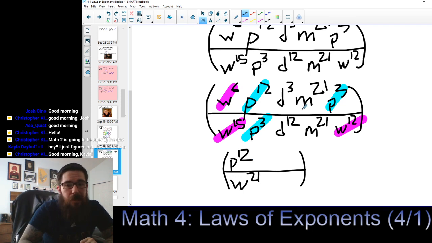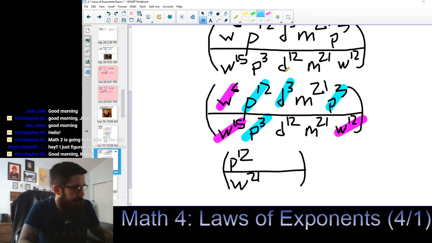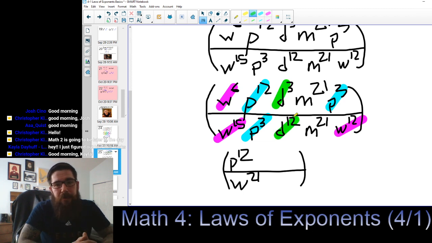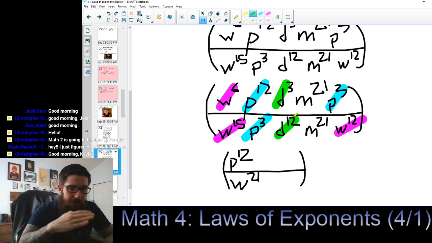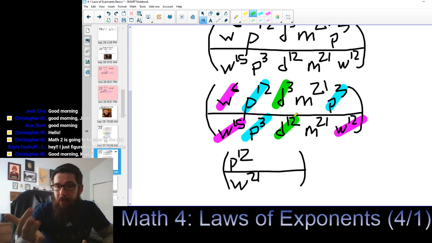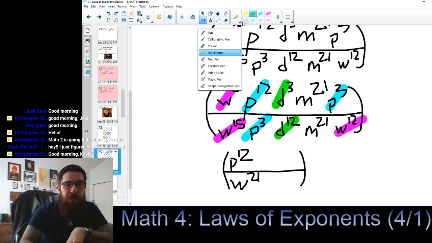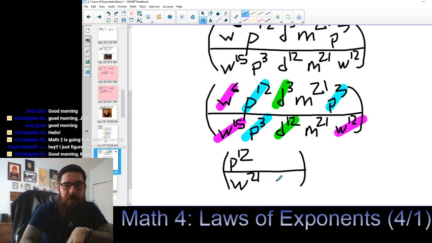Excellent. Okay, we've got 2 more letters to work our way through. I've got a d, oops, I'm not changing these colors very well. d cubed, d to the 12th, 3 on top, 12 on bottom. All 3 up top are going to get canceled, and I'm going to lose 3 on the bottom, which is going to take away 3 from the 12. That's going to leave me with 9. So I've got d to the 9th down here.